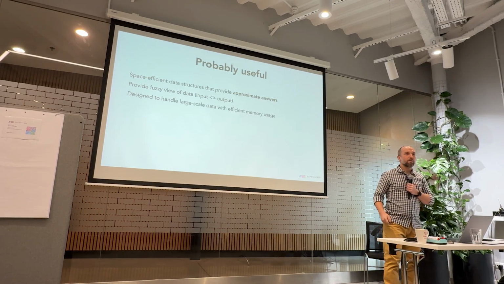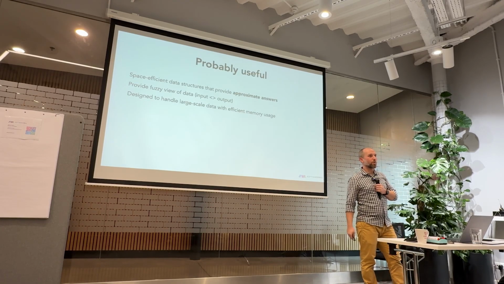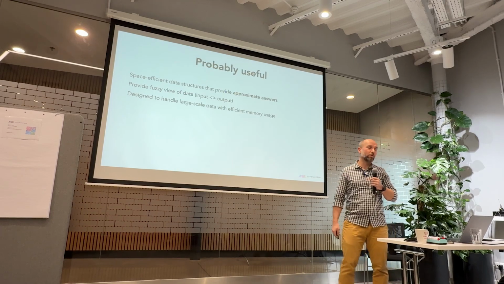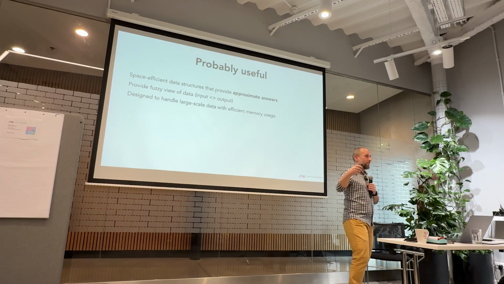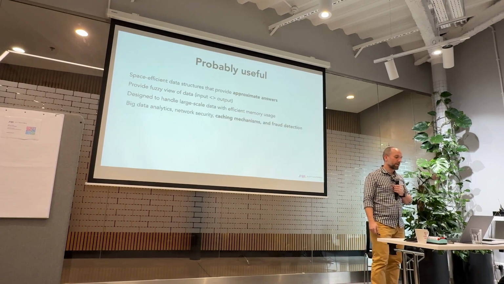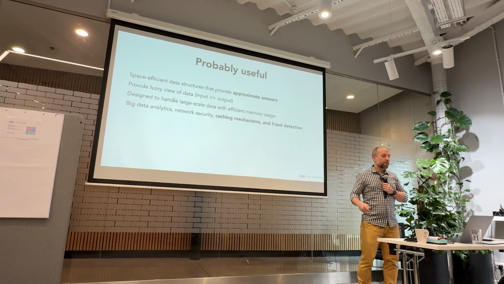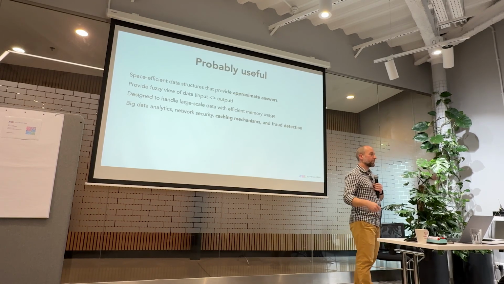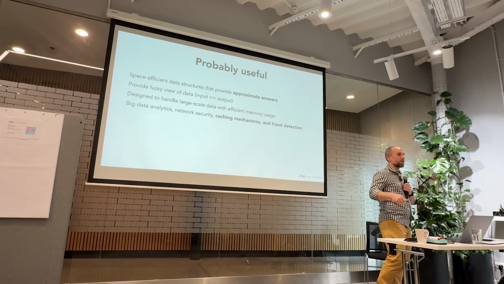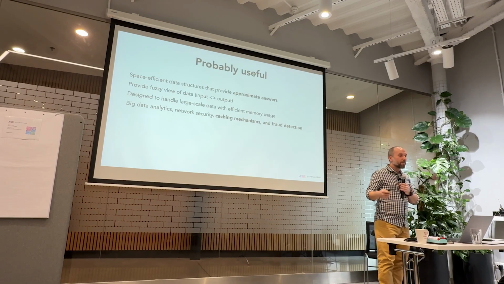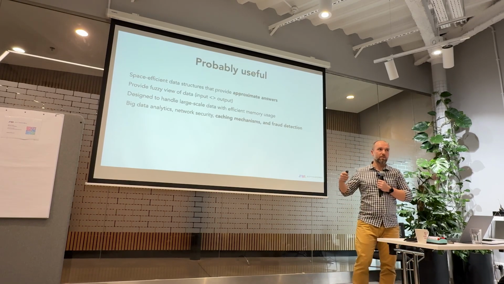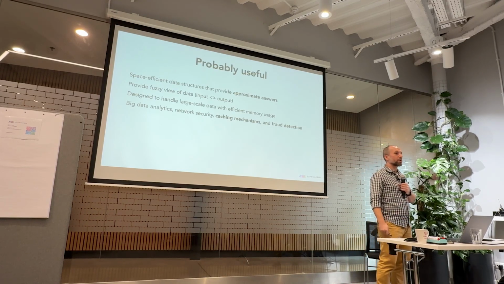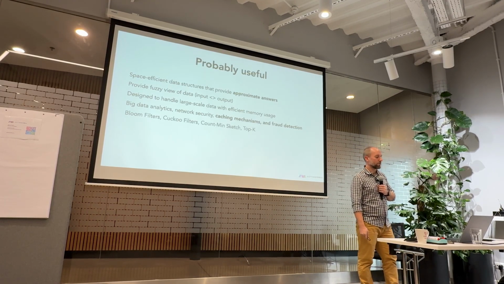They are designed to handle large-scale data with very efficient memory usage. That really matters when you have tons of one-time features, one-time requests that you want to validate against. They are used for big data analytics, caching mechanisms as supporting stuff, network security for fraudulent requests or patterns, and fraud detection of various kinds, like in banks, like in online stores. It really depends on what kind of algorithms and what kind of fraud detection patterns you want to use.